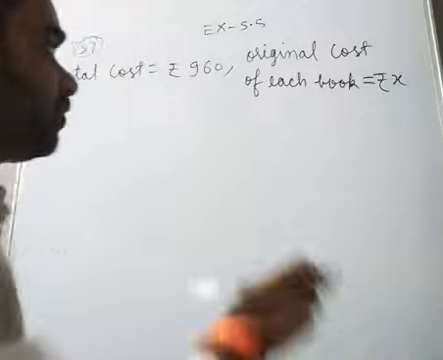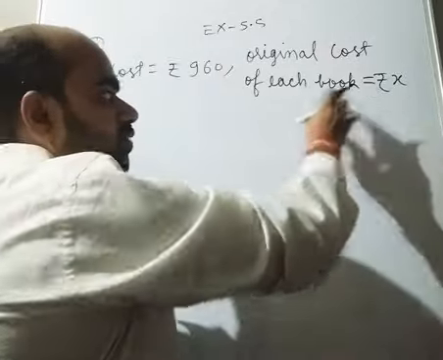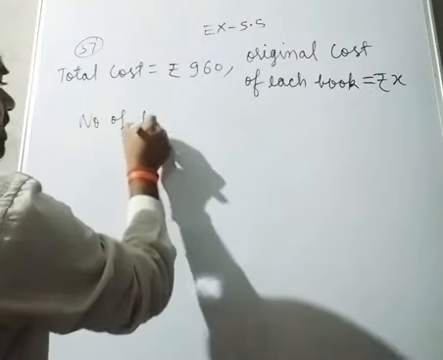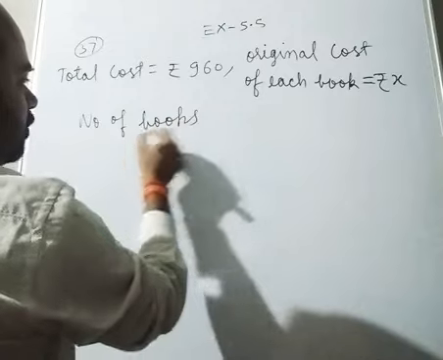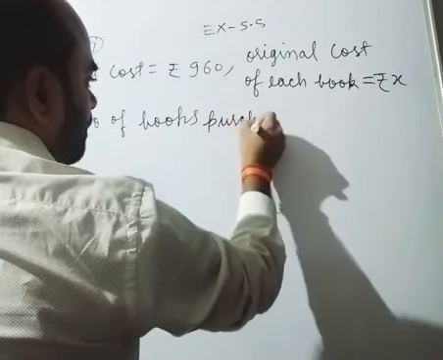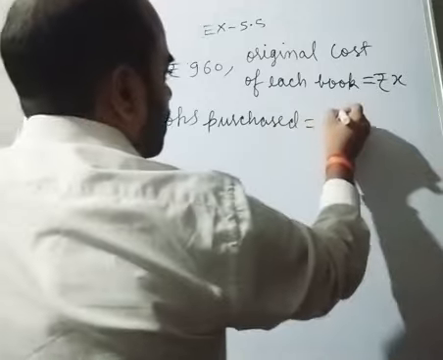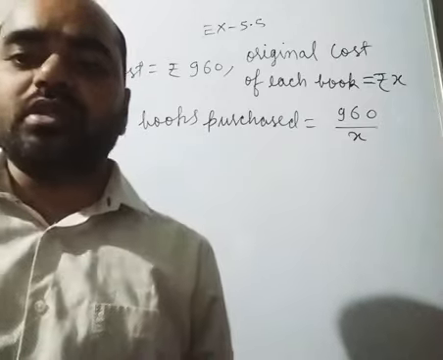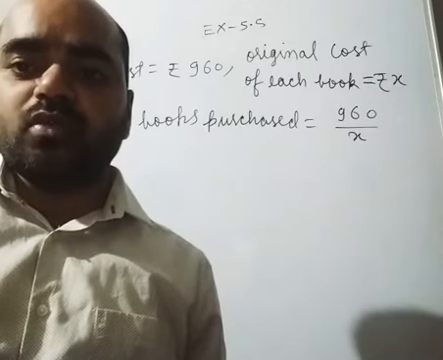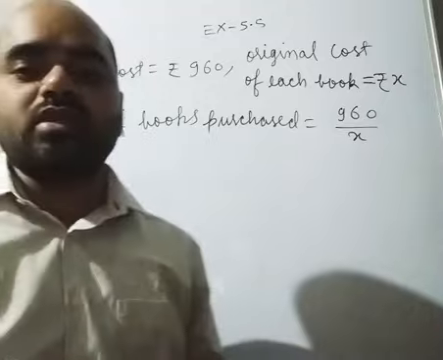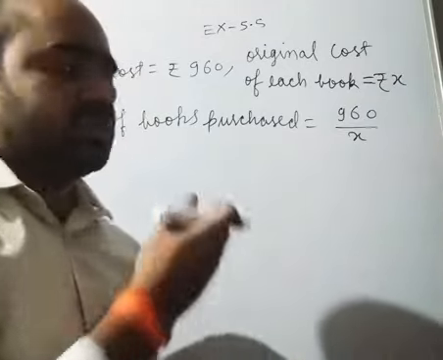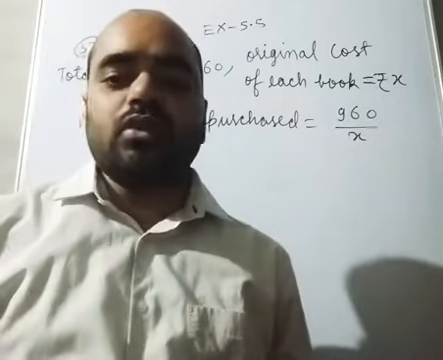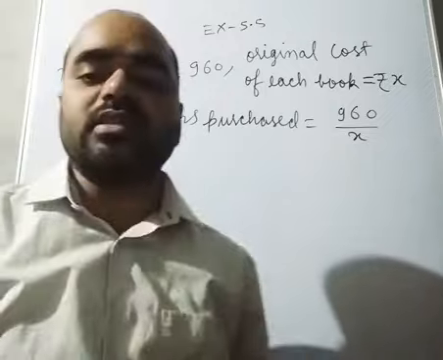Now you tell me, if total cost is 960 and cost of each book is rupees x, what is the number of books purchased? The number of books purchased will be total cost upon cost of each book. Suppose the cost of each book is rupees 15 and total cost is 960. What is the number of books purchased? Total cost upon cost of each book, that is 960 upon 15. Here the cost of each book is rupees x, therefore the number of books purchased is 960 upon x.